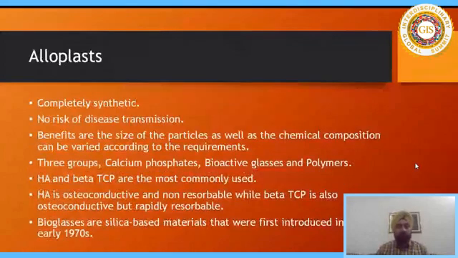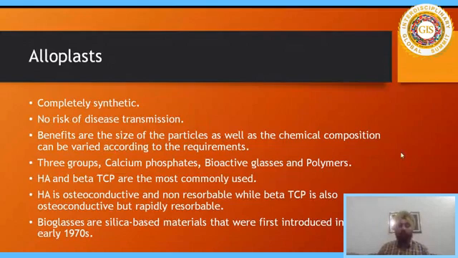Alloplast is completely synthetic, with no risk of disease transmission. That's the best thing. The benefits are that the size of particles as well as the chemical composition can be varied and controlled by the manufacturer. The three groups are calcium phosphates, bioactive glasses, and polymers. Hydroxyapatite and beta TCP are the most commonly used grafts and the cheapest also. Hydroxyapatite is osteoconductive and non-resorbable, while beta TCP is also osteoconductive but rapidly resorbable. So they are used in combination.